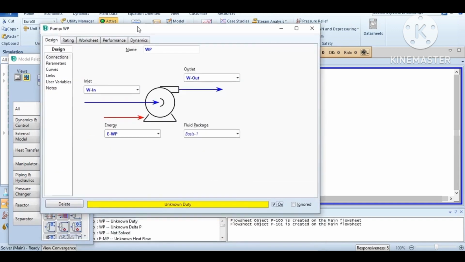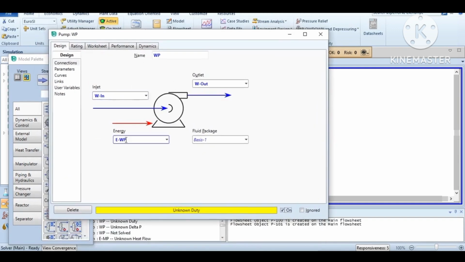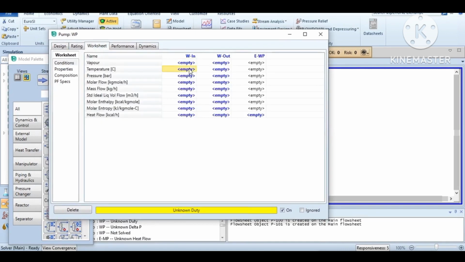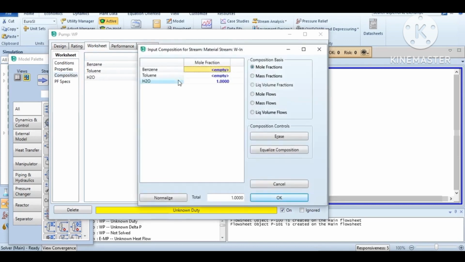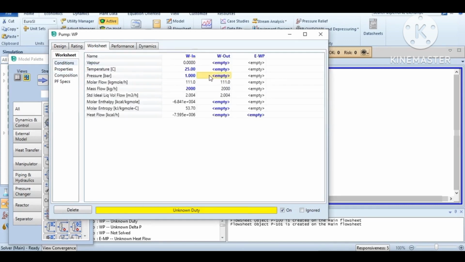The upper pump is the water pump, WP, and the lower pump is the mixture pump, MP. Opening it, WP has water in, water out, and electricity required for this pump. Going to the worksheet, we have been given that water is initially at 25 degrees centigrade, 1 bar and 2000 kg per hour, with a molar composition of water of 1 because it's a single stream, and we have to pump it to 5 bar. As you see, its pressure is 5 bar and temperature is 25.04.